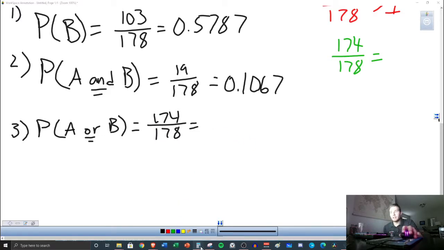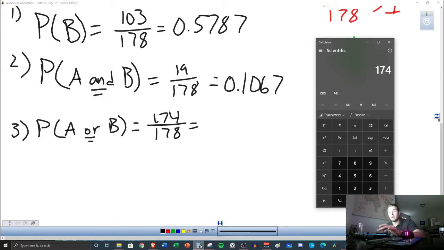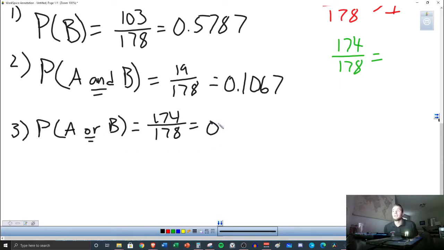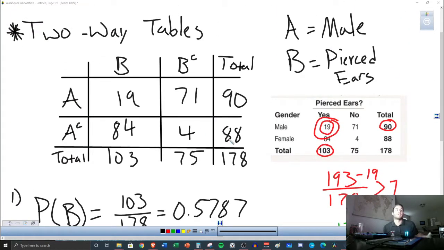What is that? Let's go ahead and do that calculation. 174 over 178 is 0.9775. That's almost everybody. There's only a few females that don't have pierced ears in this distribution. So this is not male and no pierced ears. So there's 4 females that don't have pierced ears.